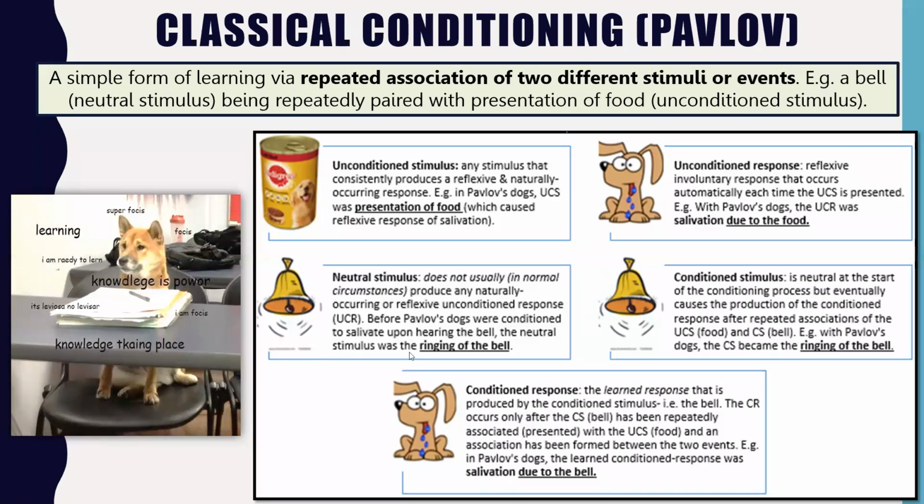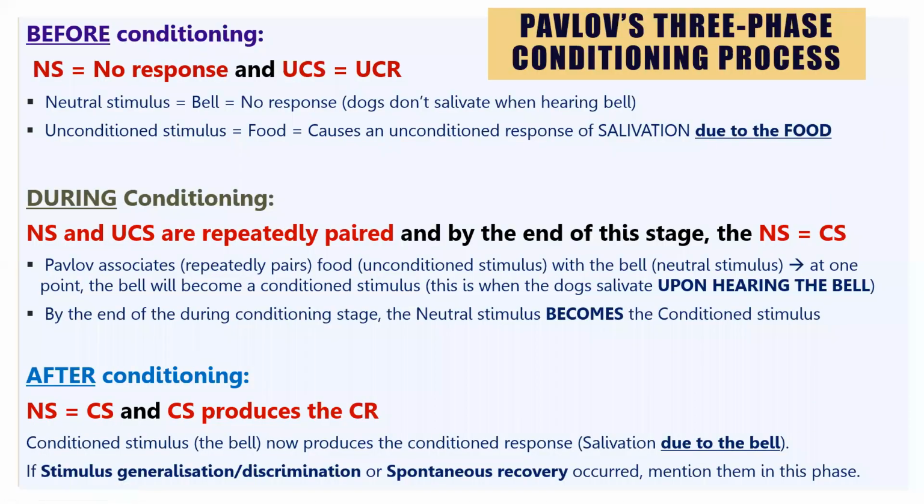Alrighty, so that's basically our five elements of classical conditioning. So you should be able to know what these are. You don't need to know a definition of them word for word. It's more important that you're able to identify these in a scenario. So we're going to look at a practice question for this soon.